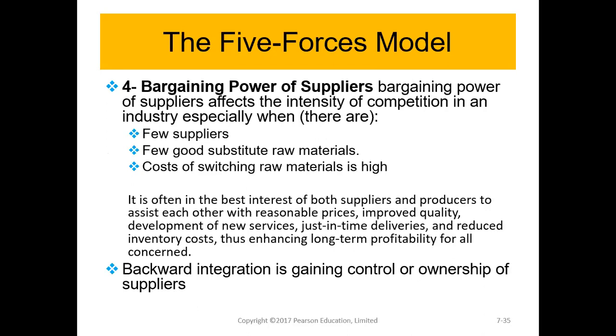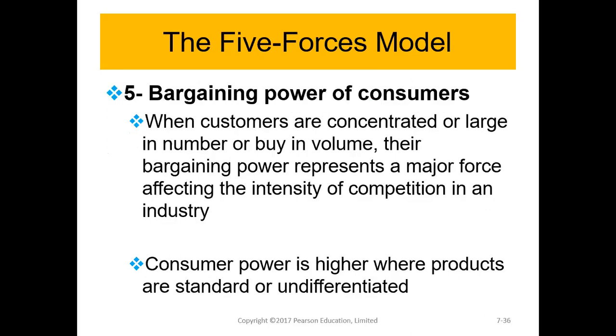And then we talked about the fourth force, which is the bargaining power of suppliers. Do suppliers have bargaining power over you? If they have bargaining power, that affects competition. This is especially so when you have few suppliers and few substitutes for the raw materials, then it's better, as we said, for the suppliers and producers to work together. But if not, then that's going to be an issue that causes competition. And in that case, backward integration could be a good strategy for you.